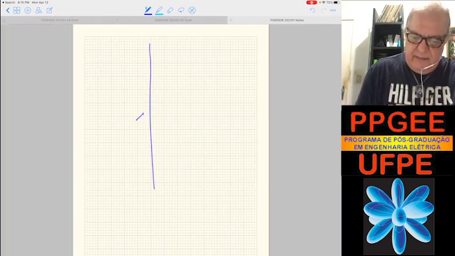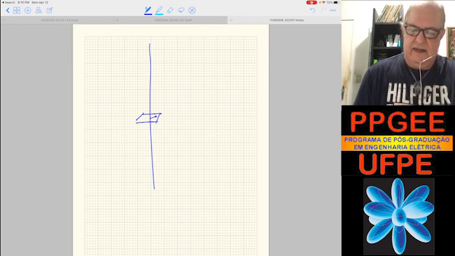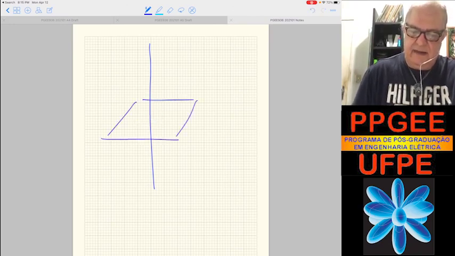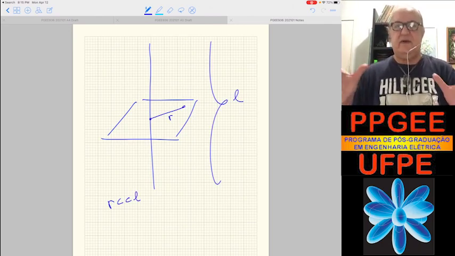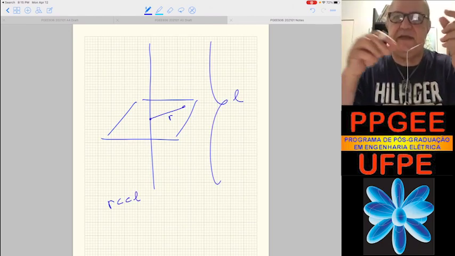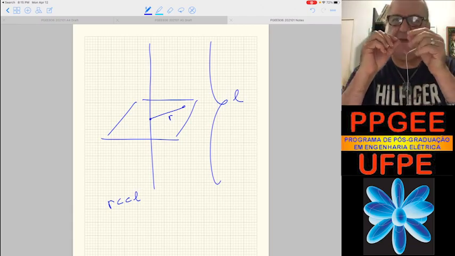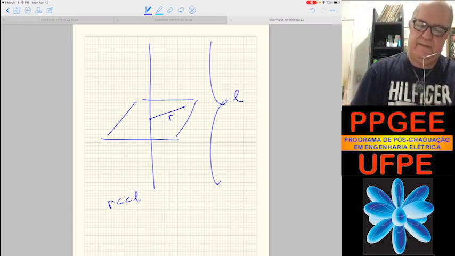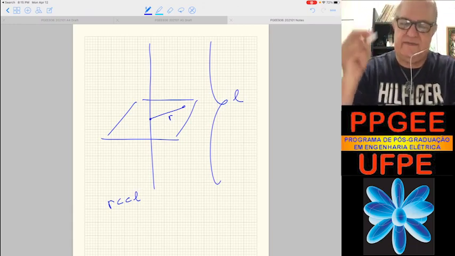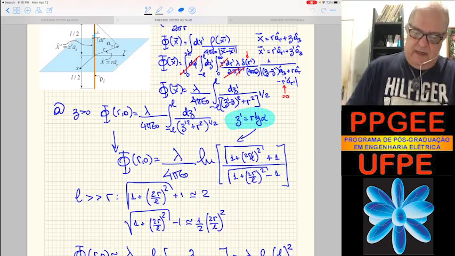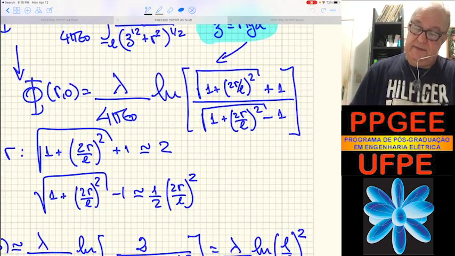So I'm here in the plane. In fact, I want to calculate close to the, let me just increase a little bit here. That's the plane, right? I want to be at a distance r which is much less than the length of the wire. In other words, that's the approximation. A long wire is the same thing as calculating the potential very close to the wire. In practice, it is as if the wire was an infinite wire.